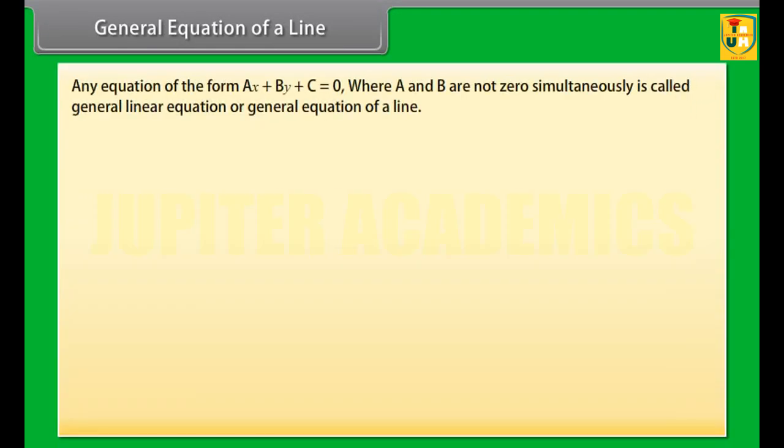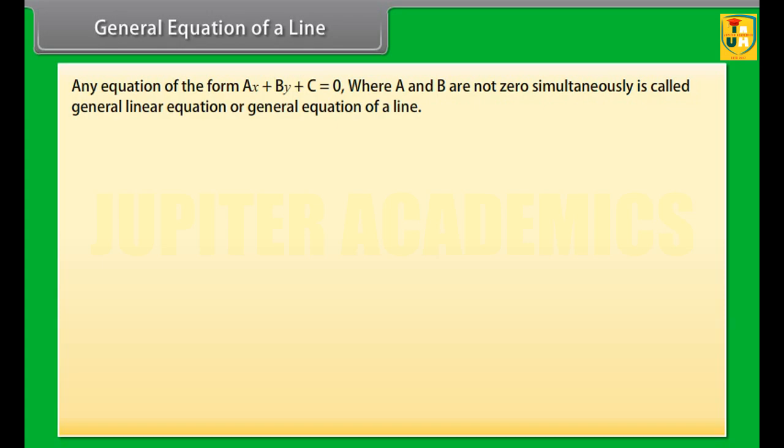General equation of a line. Any equation of the form ax plus by plus c is equal to 0, where a and b are not 0 simultaneously, is called general linear equation or general equation of a line.